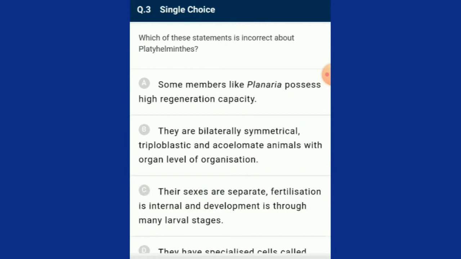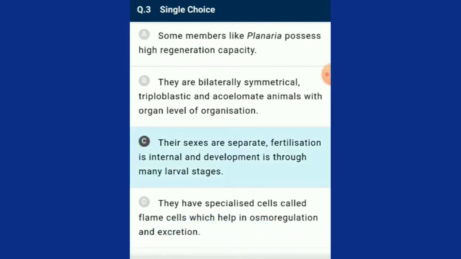Question number 3. Which of these statements is incorrect about platyhelminthes? Platyhelminthes or flatworms have dorso-ventrally flattened body, hence they will appear rectangular in cross section. These are mostly endoparasites found in animals including human beings. Flatworms are bilaterally symmetrical, triploblastic and acoelomate animals with organ level of organization. Hooks and suckers are present in the parasitic forms. Some of them absorb nutrients from the host directly through their body surface. Specialized cells called flame cells help in osmoregulation and excretion. Sexes are not separate. Fertilization is internal and development is through many larval stages. So the answer for this question is option C. Their sexes are separate is the incorrect statement about platyhelminthes.